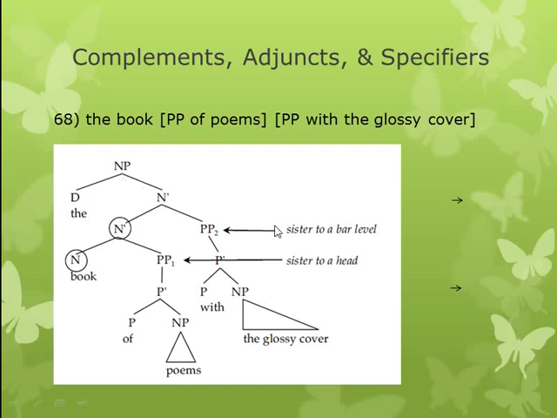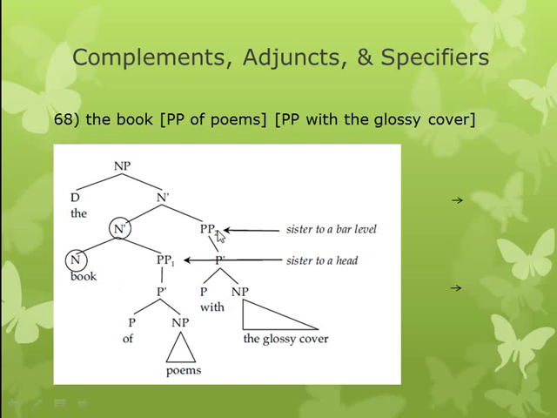So we have noun phrase consists of determiner and noun bar, and then noun bar consists of noun bar and prepositional phrase. Jadi di sini noun bar and prepositional phrase ini adalah sister. Okay, so PP2 is sister to N bar level. Prepositional phrase 2 ini disebut saudaranya N bar level, while prepositional phrase 1 ini disebut sister to head. Nah, noun ini adalah headnya karena tidak ada bar-nya.